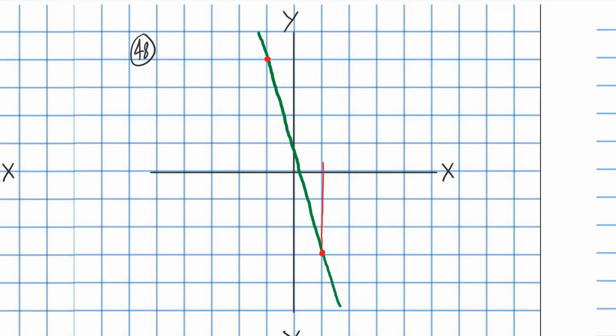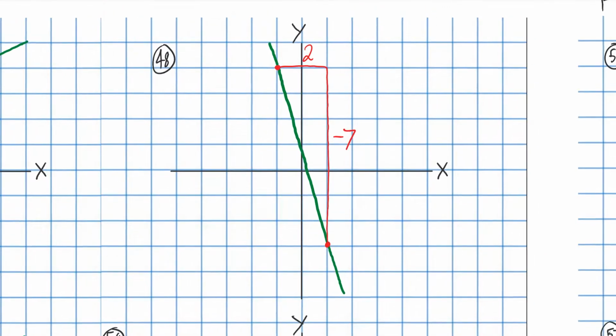1, 2, 3, 4, 5, 6, 7, 1, 2. And this point up here is -1, 4. And the point down here is 1, -3.